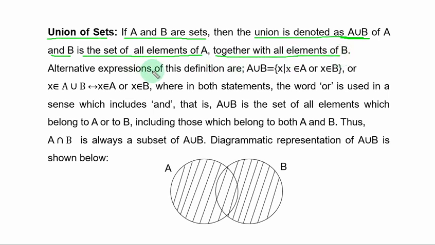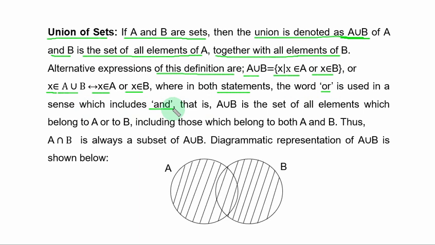Alternative expressions of this definition are: A union B is equal to the set with element S such that S belongs to A or S belongs to B. Or S is a member of A union B, which implies S is a member of A or S is a member of B, where in both statements the word or is used in a sense which includes and.